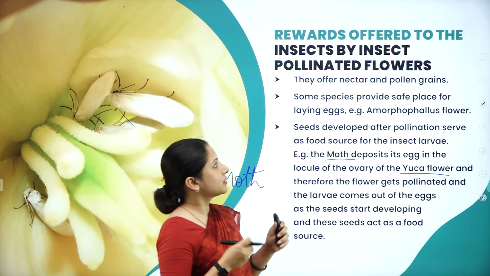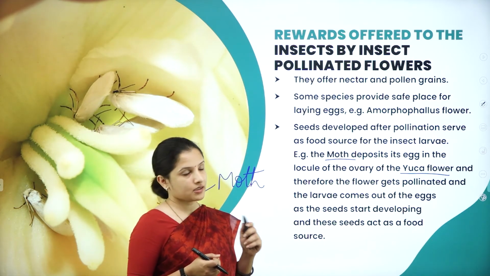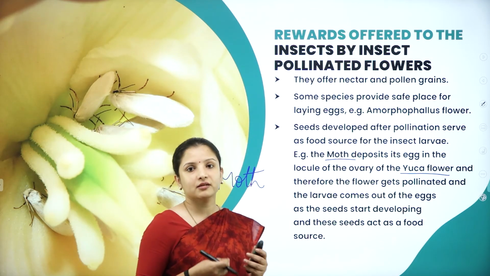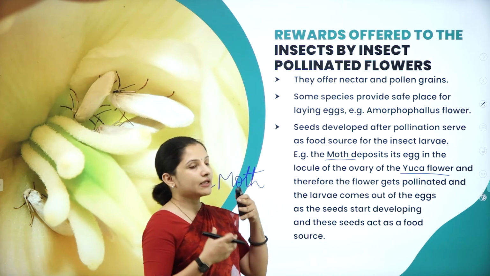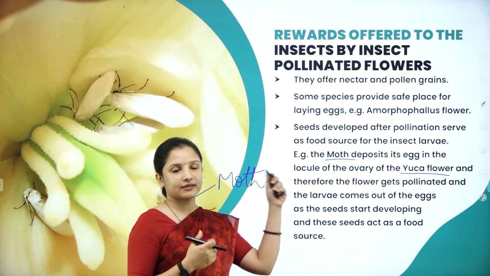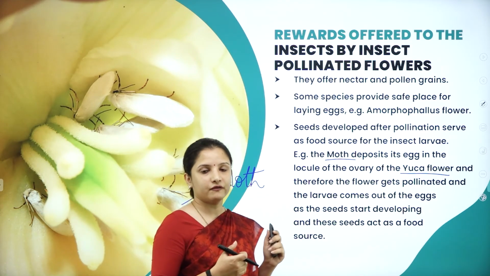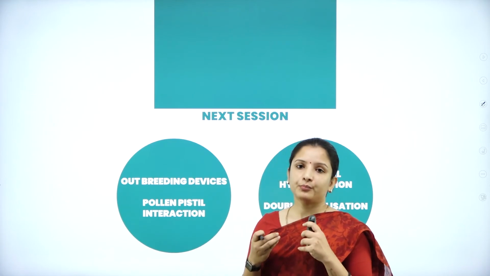So this is how mutualism occurs here. This is the reward offered to the insects by the insect-pollinated flower. One is the nectar and the pollen grain, which is given as a reward. The next one is a safe place for the insects to lay their eggs. I have explained this with the example of the yucca flower. So this was about pollination.